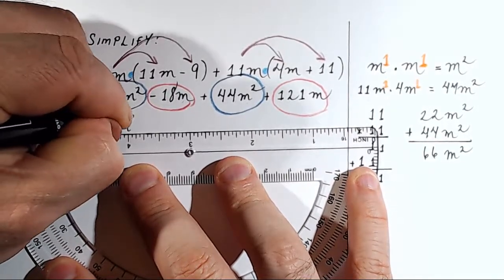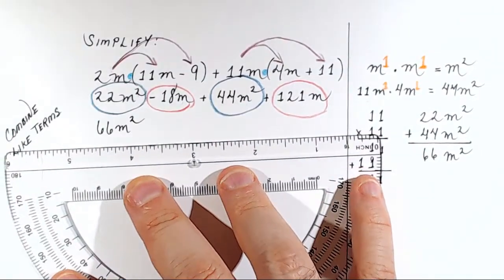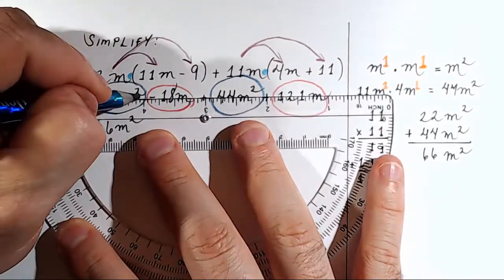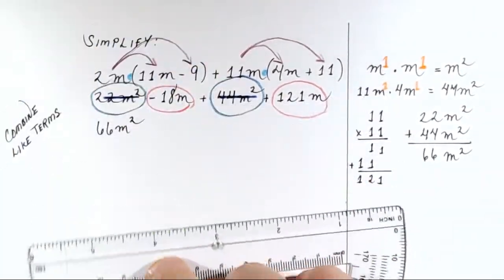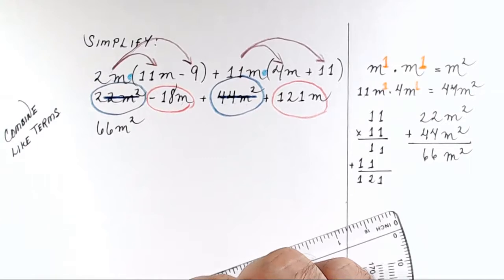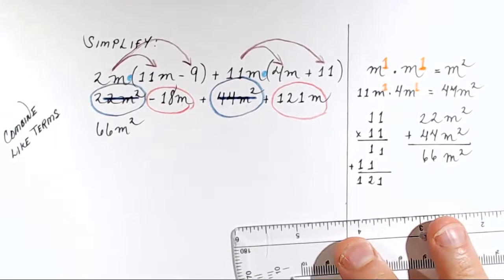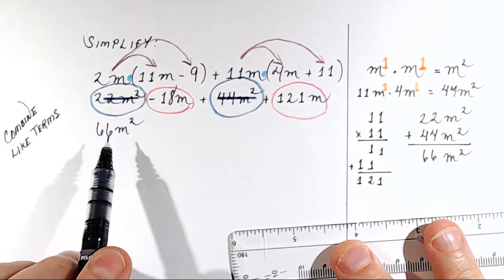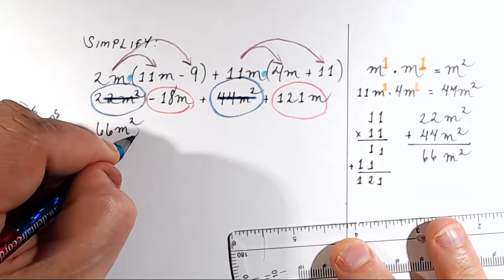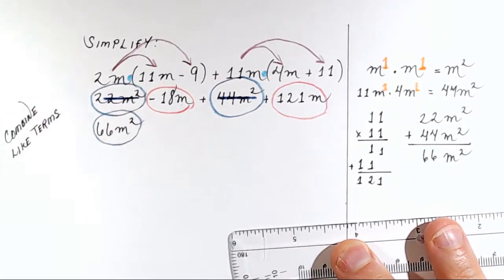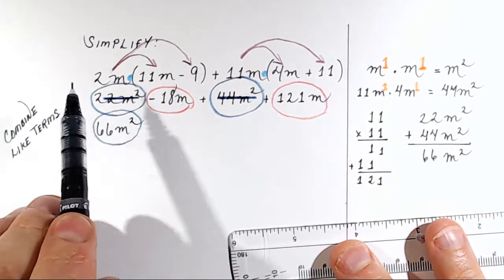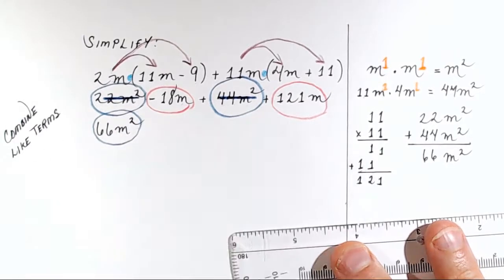And you don't have to do this, but you've now dealt with these. So whatever you need to do to keep what you're doing straight in your head, sometimes I cross them out just so I know, hey, I've dealt with those. Those are simplified right here. All right, so this is my blue term here. 66m squared is just the simplified form of 22m squared plus 44m squared.